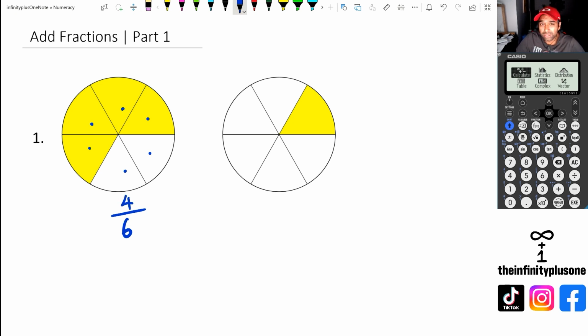And what we want to do is add with another one of these, right? But in this case, we've only got one of them that's actually shaded. So what we're looking for is 4/6 plus 1/6. Now, I've seen this happen so many times. People go, well, then that means we just add the top numbers together and then add the bottom numbers together. Unfortunately, that is not how it works.